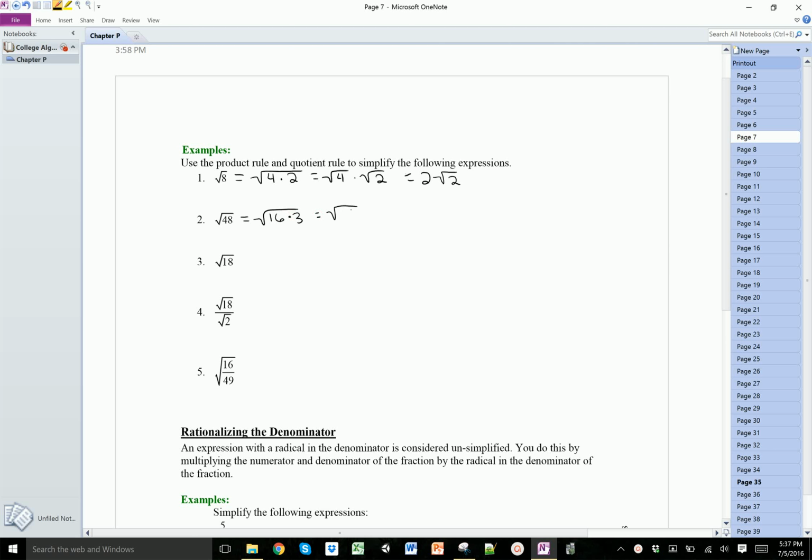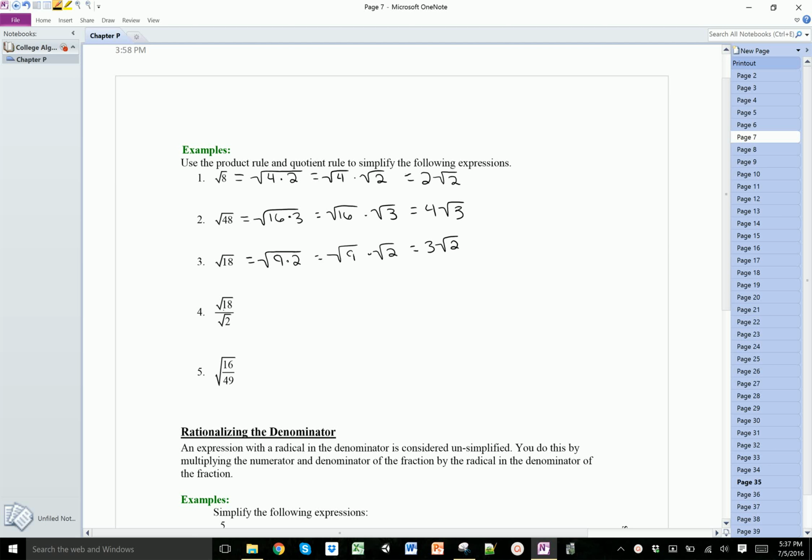So I can rewrite that as the square root of 16 times the square root of 3. And I did that because I know the square root of 16 is 4. And I'm just going to leave the square root of 3 as it is because it does not simplify any further. I can do the same thing with the square root of 18. 18 has a perfect square factor of 9. So it's 9 times 2. So that's the square root of 9 times the square root of 2, or 3 times the square root of 2.